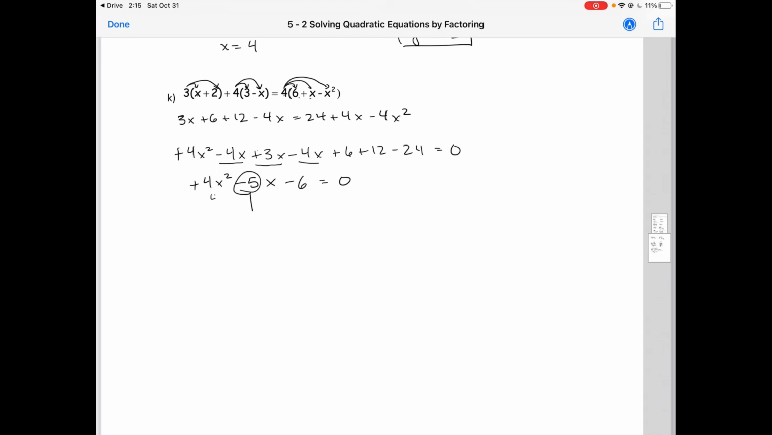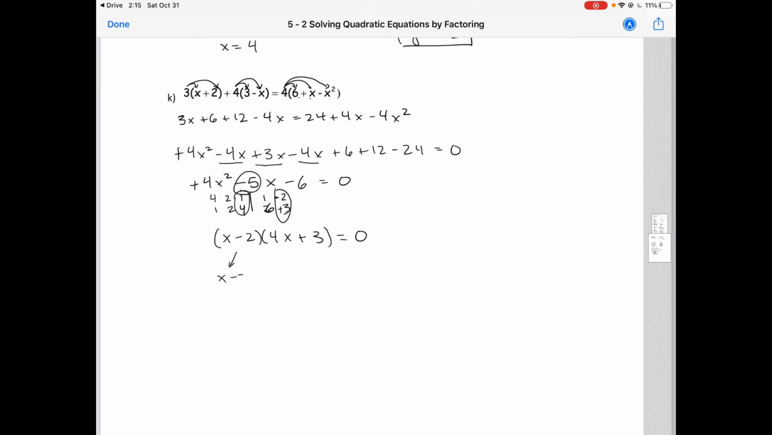Now I've got a tricky trinomial that I'm going to try and factor. 24 and 1, 12 and 2, 8 and 3, 6 and 4. Last but not least, 3 and 8. So minus 8 plus 3, so this is going to factor as x minus 2, and then 4x plus 3 equals 0.